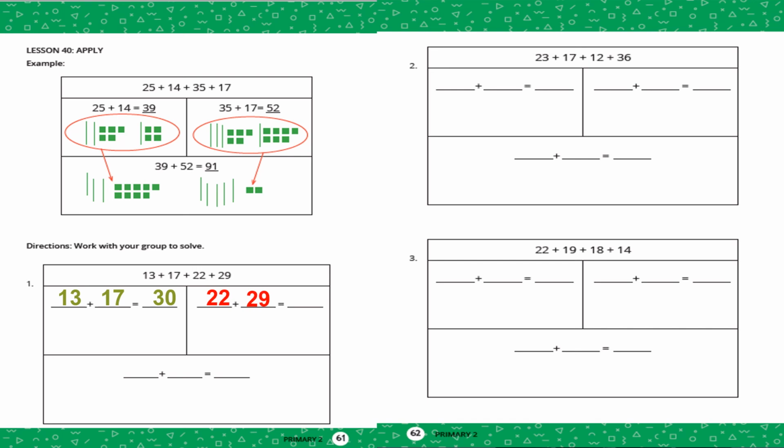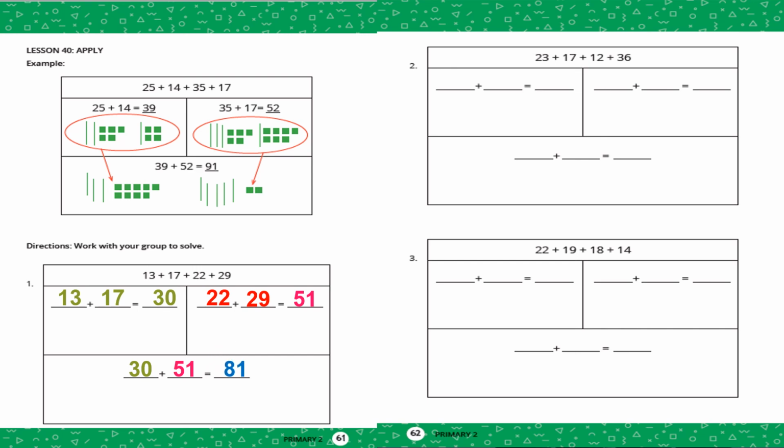2 plus 9, after 9: 10, 11. We will put 1 and carry up 1 in tens. 1 plus 2 equals 3. 3 plus 2 equals 5. 51. Finally, we will put 30 plus 51. We will put the results together. So 0 plus 1 equals 1. 3 plus 5, after 5: 6, 7, 8. So it will be 81.